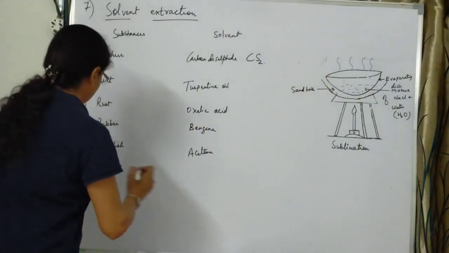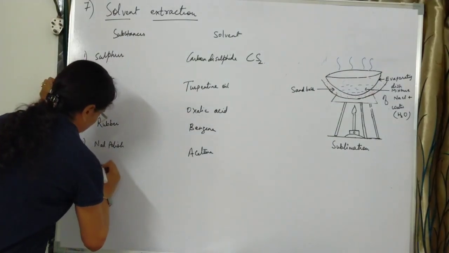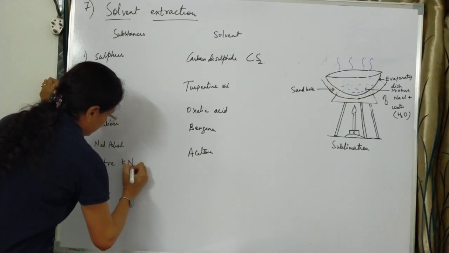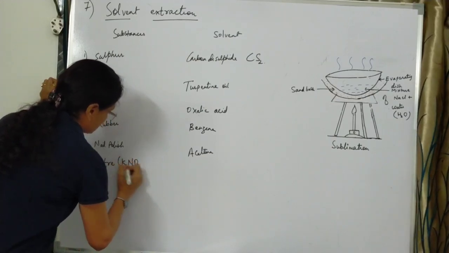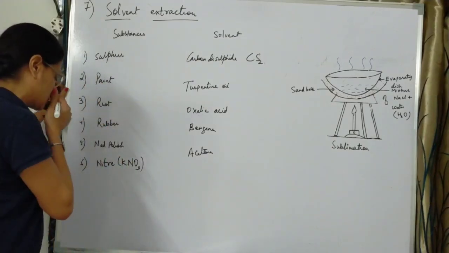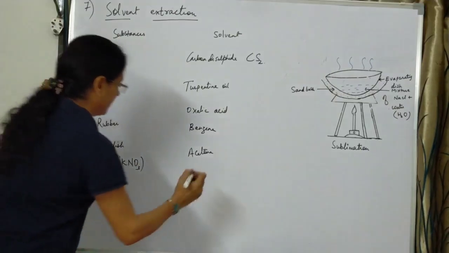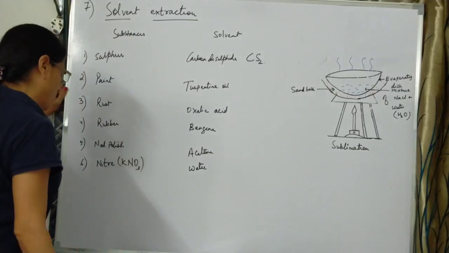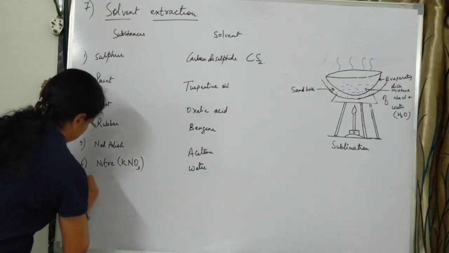Next is niter, which is also called potassium nitrate. What is the solvent for potassium nitrate? A good solvent for niter, or potassium nitrate, is water. It is soluble in water. Next is grease.